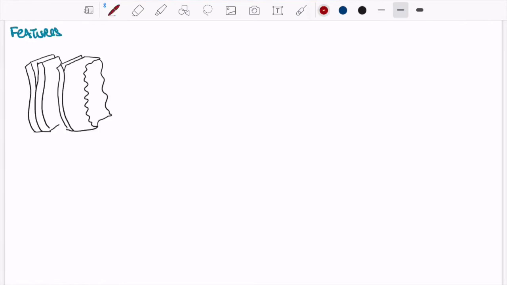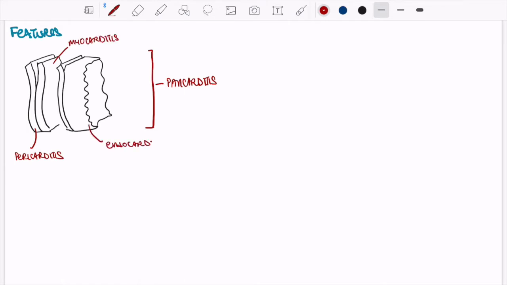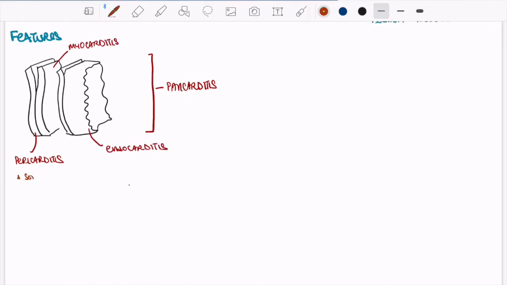So the key feature of rheumatic heart disease is that it can involve all the heart layers. We have the outermost layer, the pericardium, then the myocardium, and the innermost layer, the endocardium. In pericarditis, the features occur after a sore throat. The onset is usually after 2 to 4 weeks and results in the inflammation of the outermost layer. Patients from ages 5 to 15 years old come in with chest pain.